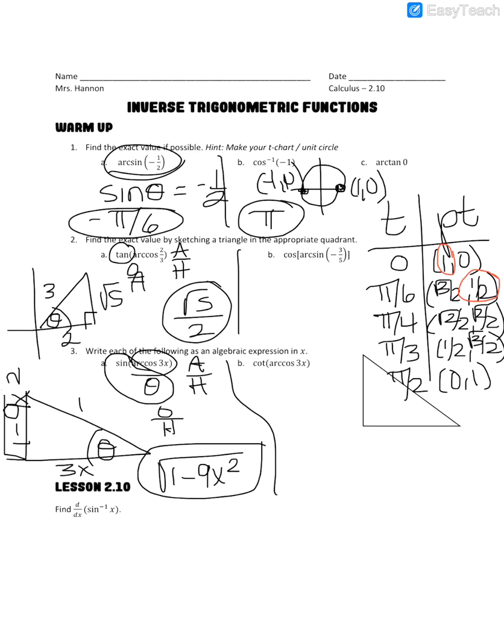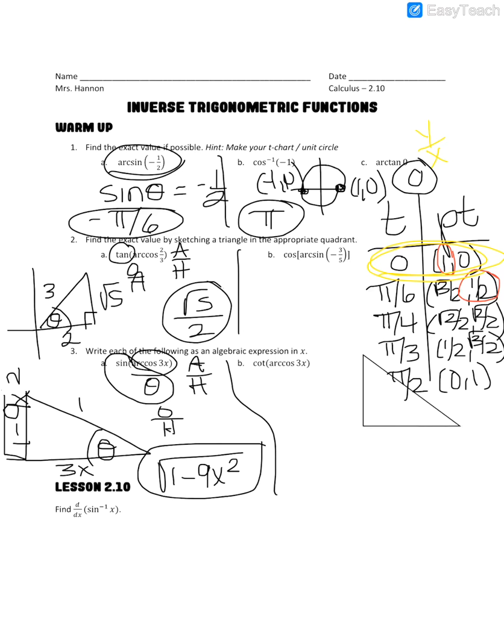Okay, and then C. I want my tangent to be 0. So in that case, I have y over x. That's sine over cosine for tan. And it looks like to equal 0, I would be using that angle right there. So the answer for C is 0.